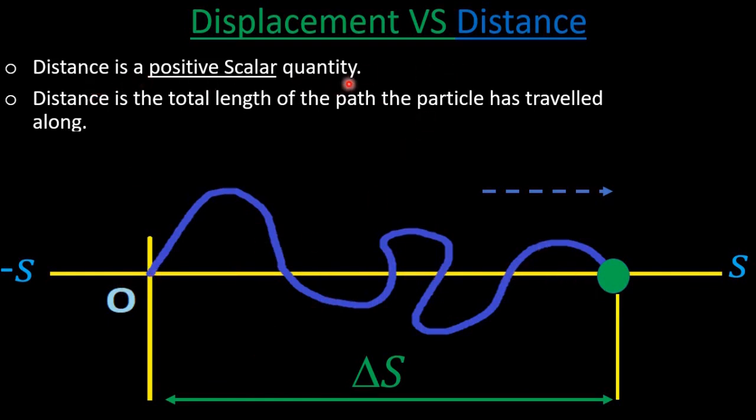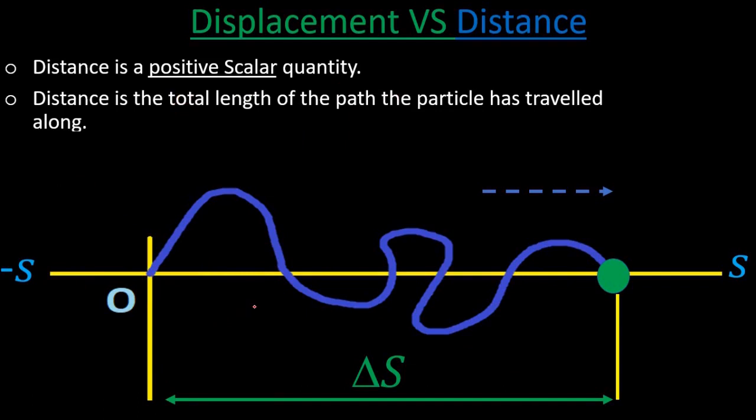Distance is a positive scalar quantity, so we don't associate a direction with the distance that is travelled. It's the total length of the path the particle has travelled along. So that is the path it's travelled along there, and its displacement would have been just its change in position from the origin to where it is now. Now, if it was to follow this same path on the other side of the axis here, we would still say distance is positive because, like we said, distance is just a scalar quantity, but its displacement would have been negative.